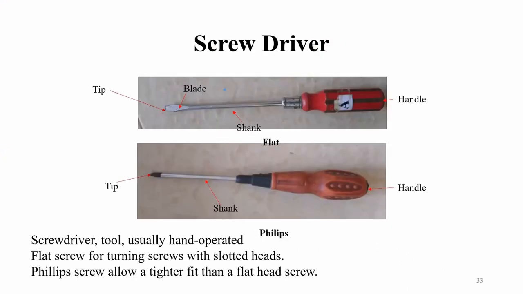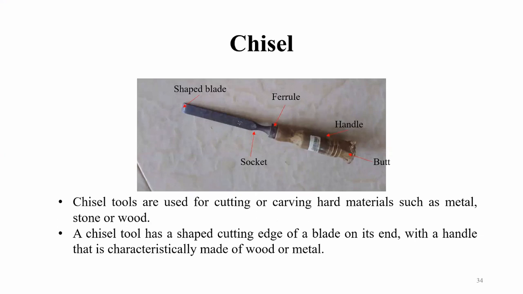And this one you're all familiar with, screwdriver. One is flat drive and the other one is Phillips. Phillips, you will have a cross tip, and in case of flat drive, you will have a flattened tip. And the other one is chisel. Chisels are normally used to cut or carve wooden particles, and it is also utilized on stone as well as metal.